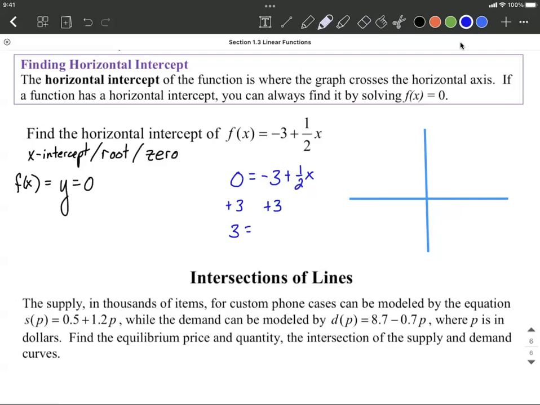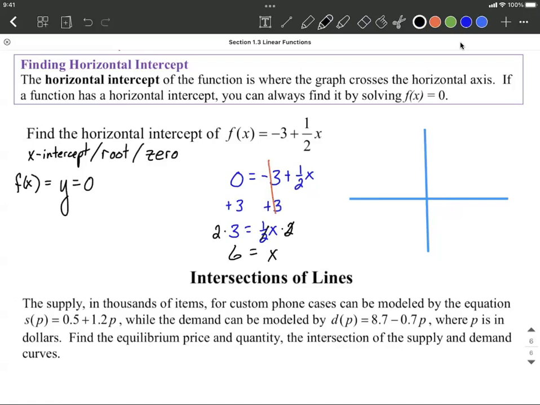0 plus 3 makes 3. Negative 3 plus 3 makes 0, so I'm not going to include that on the right-hand side. And we're going to be left with 1/2 x over there on the right. Now in order to get rid of this fraction, fractions mean dividing, so we can counteract dividing with multiplication. If I multiply both sides, now I have 2 times 1/2 on the right-hand side. 2 times 1/2 makes 1, so we're going to be left with x all by itself. And 2 times 3 on the left side makes 6, so we're going to have an x-intercept at 6.